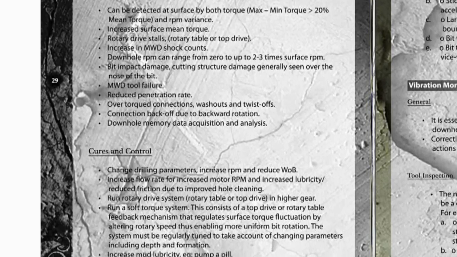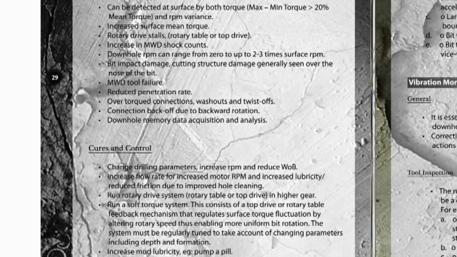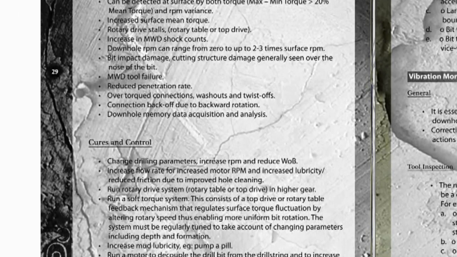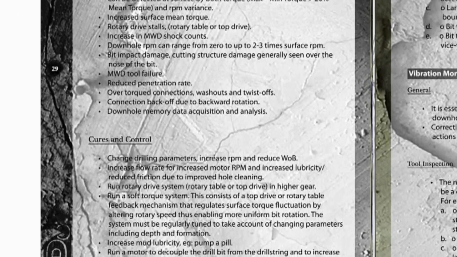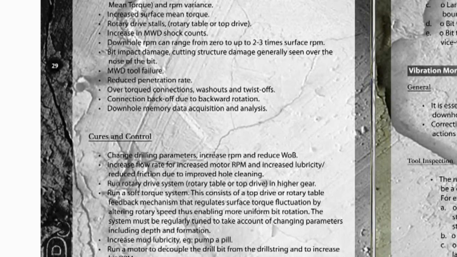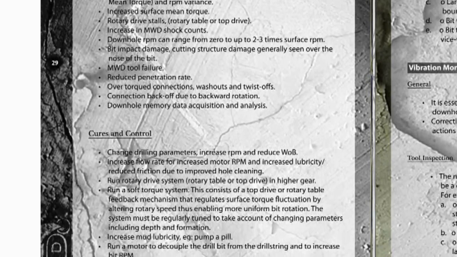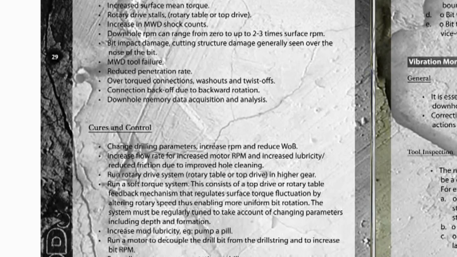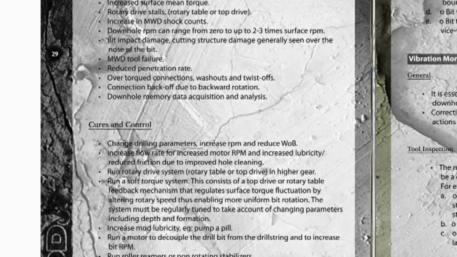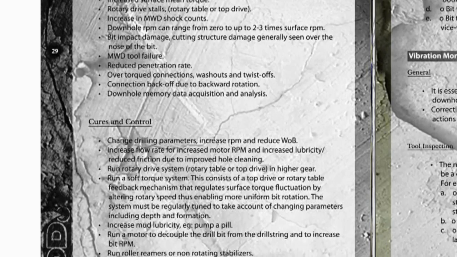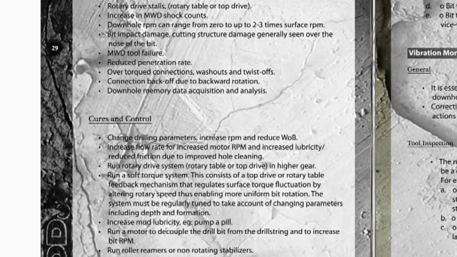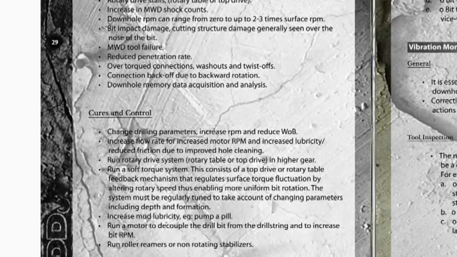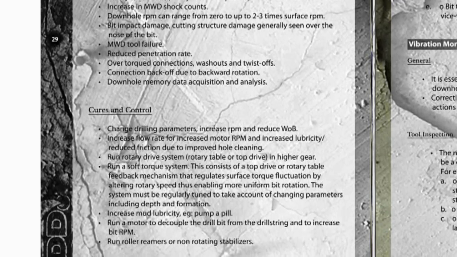This consists of a top drive or rotary table feedback mechanism that regulates surface torque fluctuation by altering rotary speed, thus enabling more uniform bit rotation. The system must be regularly tuned to take account of changing parameters, including depth and formation. Increase mud lubricity, for example, pump a pill. Run a motor to decouple the drill bit from the drill string and to increase bit RPM.